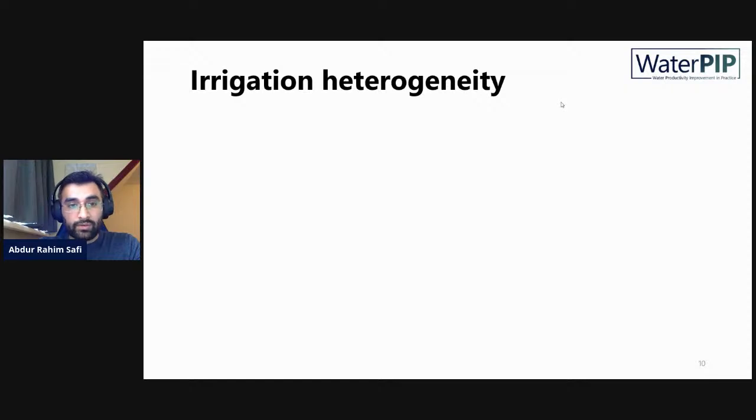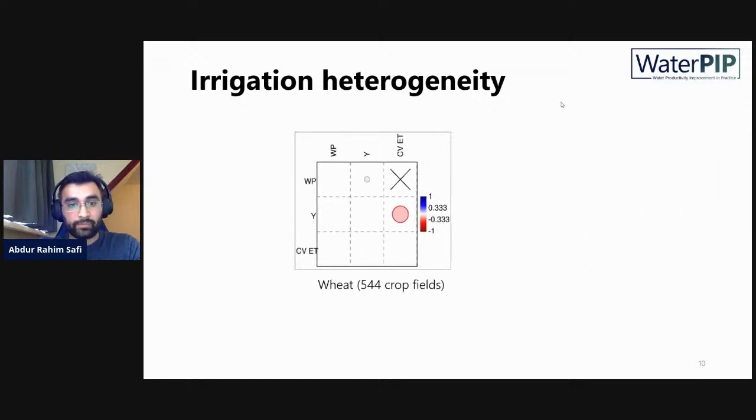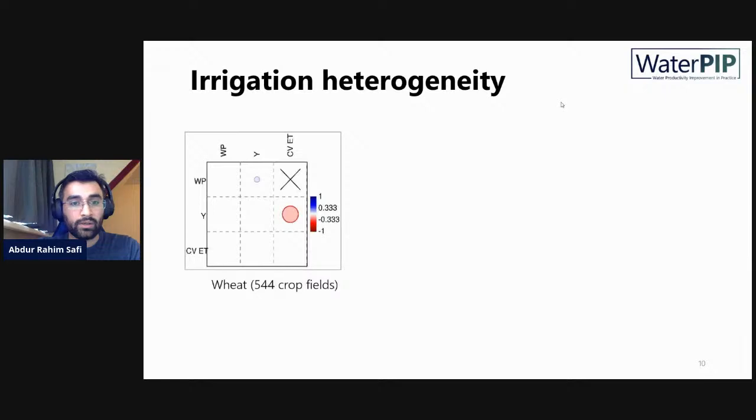The other one was irrigation heterogeneity. In this graph, you can see water productivity, yield, and CVET, which is showing irrigation heterogeneity. The larger the circle in red, the larger the negative correlation, and you can see here that there is a larger negative correlation between the yield and irrigation heterogeneity, which means that wheat is really affected by irrigation heterogeneity in the Bekaa Valley.